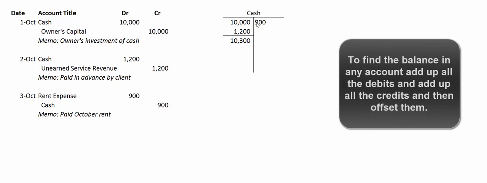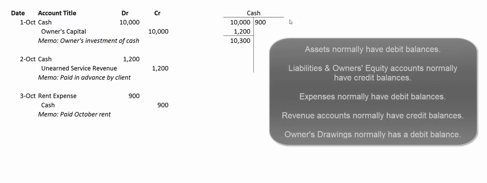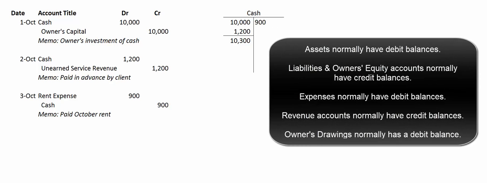And then if we wanted to strike a balance, we'd add up all the debits, subtract all the credits, and we'd come up with a balance of $10,300. Since it's a debit balance, we'd write it on the left-hand side. And to show that we struck a balance, we draw a line here. Of course, if this were the T account for unearned service revenue, it would have a credit balance over here. If this were the T account for owner's capital, it'd have a credit balance over here.